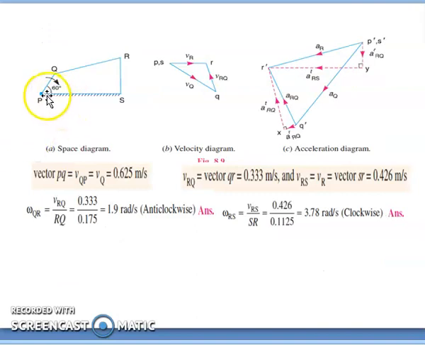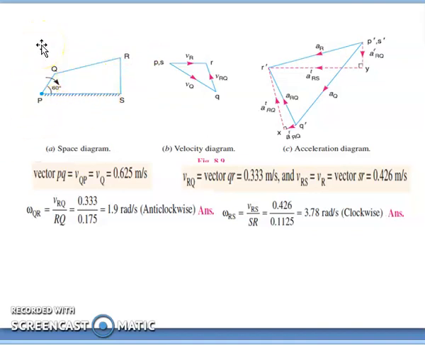So this is the space diagram. Draw PS, make an angle of 60 degrees, and on that mark PQ. You know what QR and RS are. If you draw arcs from Q and S equal to the lengths of those links, they will intersect and you can find the point R. So you can draw the space diagram.